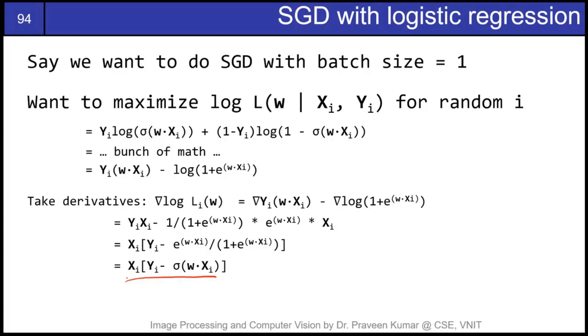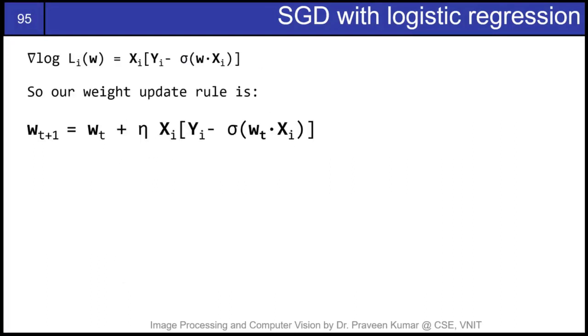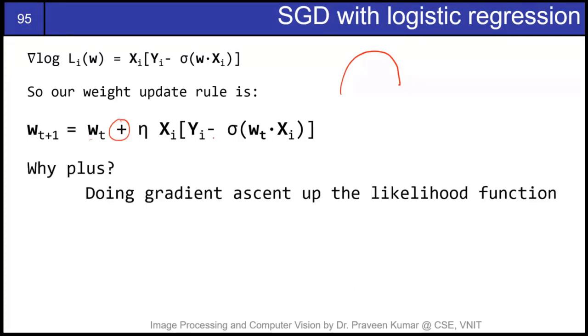let us substitute this in our weight updation rule. The weight updation rule was minus eta times the gradient. Here, because this is a likelihood function and we are ascending, we are taking the plus here. So now you can see how we are going to change the weight. That depends on this value. Now what is this value?